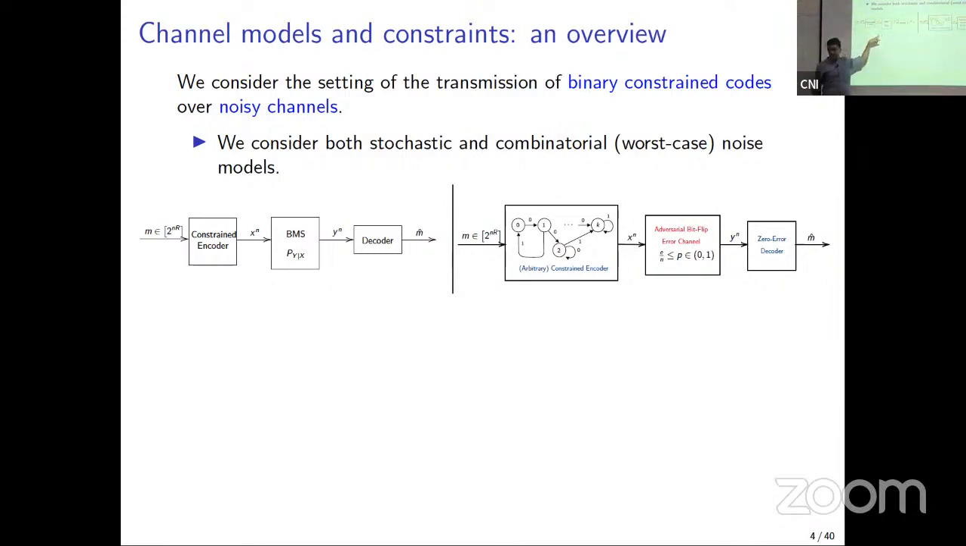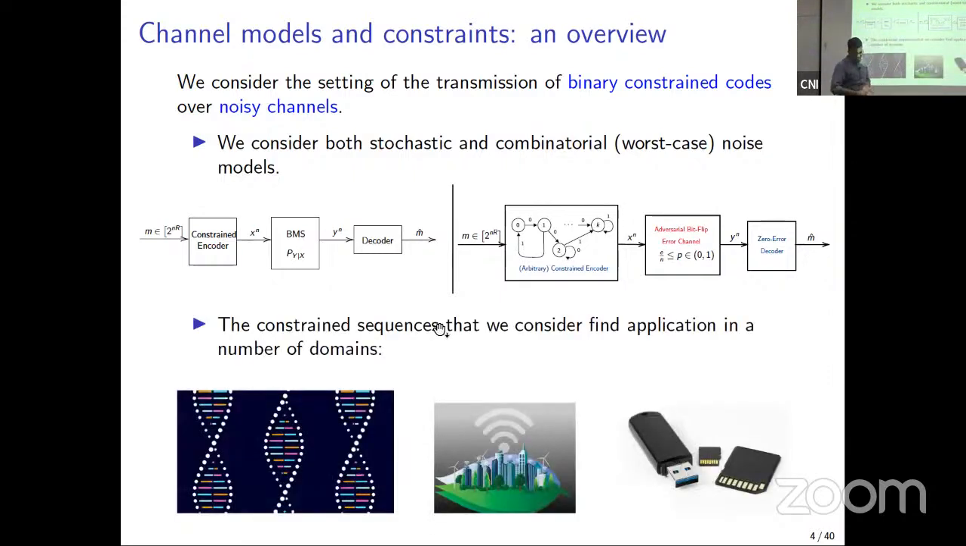Unlike in this case, where the noise is introduced in a random fashion, which means that the noise corrupting a particular input symbol has nothing to do with the noise corrupting another input symbol. Again, you have a constraint encoder here. And the kinds of constrained sequences that we'll be looking at find application in a lot of areas. Recently in DNA storage, in energy harvesting, wireless communication, and traditionally in magneto-optical recording and flash drives.